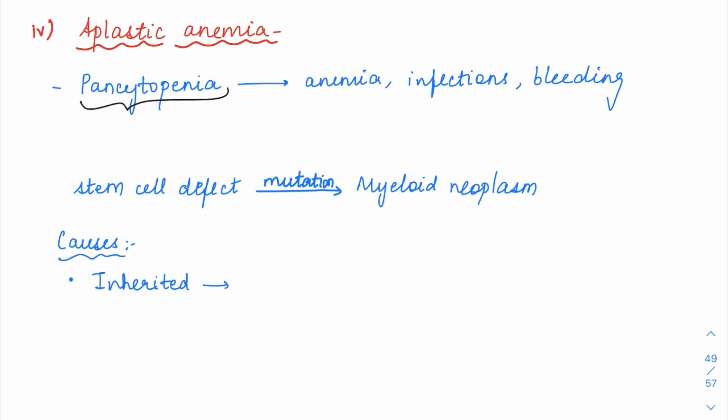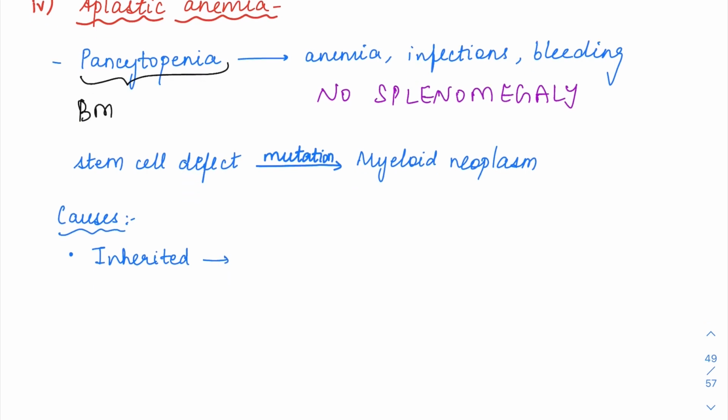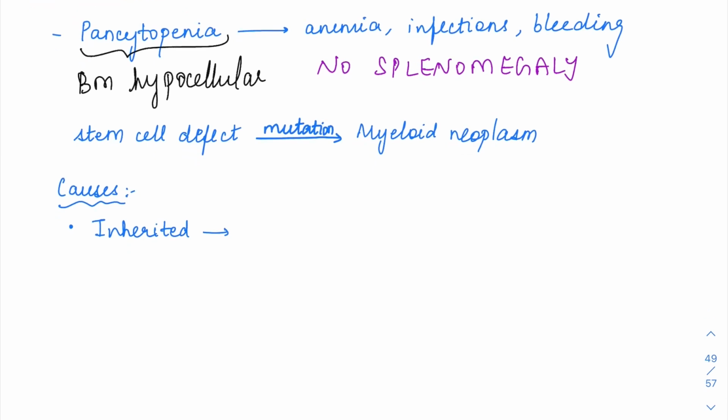And the most important thing about aplastic anemia is there is going to be no splenomegaly. There is no splenomegaly. And the bone marrow is also going to be hypocellular, because usually in some kind of pancytopenia, the bone marrow is trying to compensate for it and there will be hypercellularity, right? But this is one condition in which there is going to be a pancytopenic picture along with a hypocellular bone marrow because the stem cell itself is defective. So where will it produce the cells, right? So the stem cell defect is going to be there.